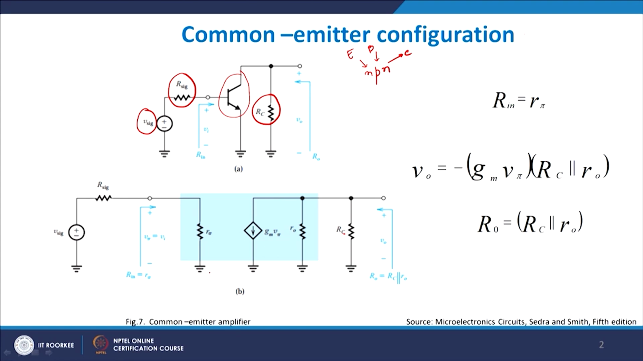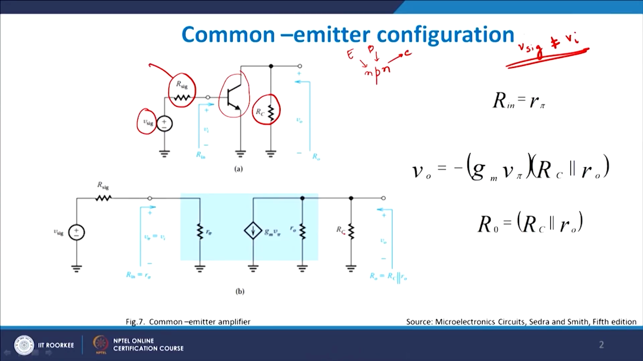Now, two aspects should be very clear at this stage: V_sig is not equal to V_i. Your input voltage to the BJT will be slightly less than the actual signal voltage, and the reason is the presence of R_sig, because these voltage sources have a finite output impedance, and as a result there will be some drop across that output impedance, and therefore the actual potential applied to the base-emitter junction of the BJT will be relatively smaller than what is expected.